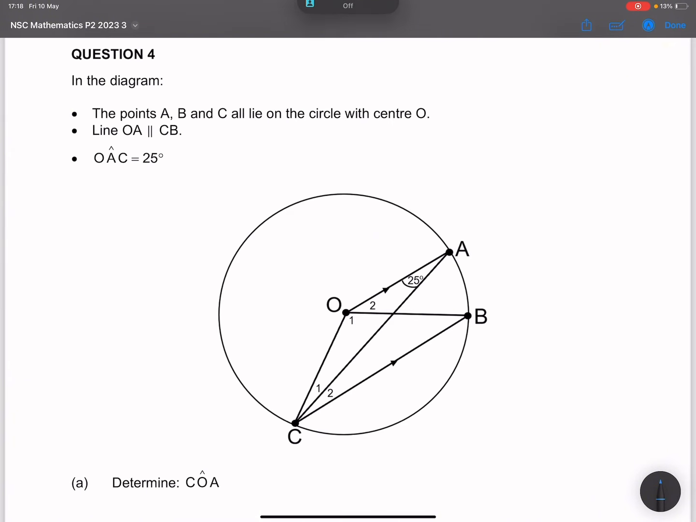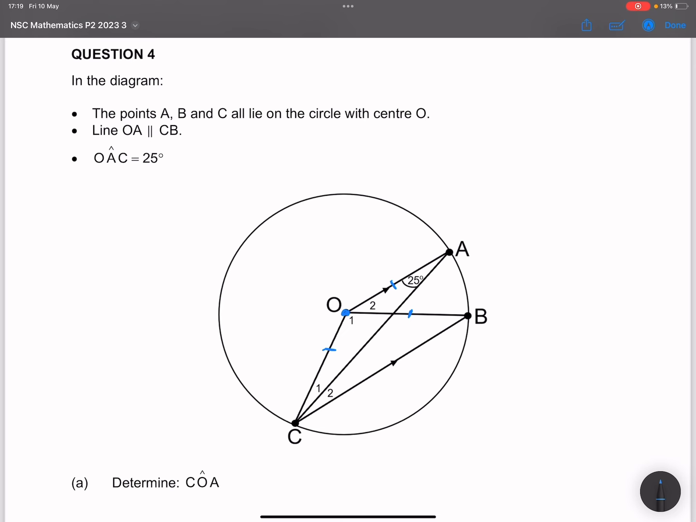To question 4. They say in the diagram we've got points A, B, and C that all lie on the circle with center O. Now I see I've got center O, and I always say that when I see a center, I want to mark out all the radii. So that means OB would be equal to OC would be equal to OA. Those are important for me because sometimes we can find isosceles triangles. So they say to us line OA is parallel to CB. Okay, they've indicated it there. And they say OAC is 25 degrees.